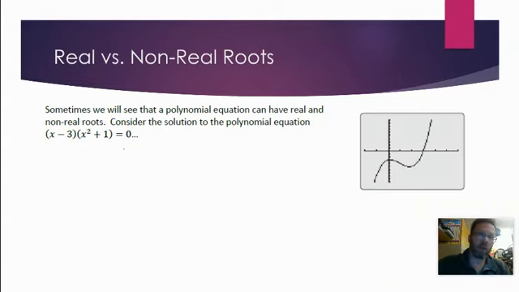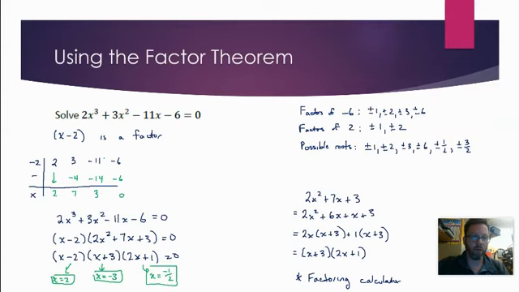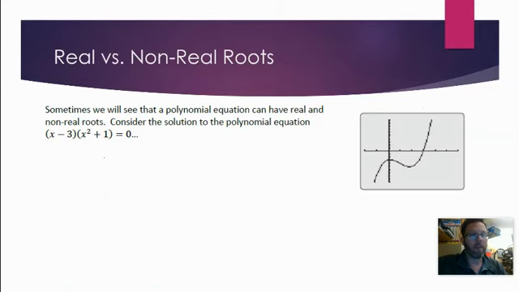So I just want to do a quick talk about how sometimes when you factor a polynomial equation as much as you can, each factor gives you a root. For example, in this last example, we had three factors, x minus 2, x plus 3, and 2x plus 1. And each of those factors set to 0 gave us a real root. That doesn't always happen. So consider the polynomial equation, which has already been factored for us.